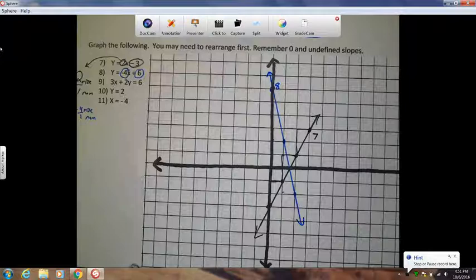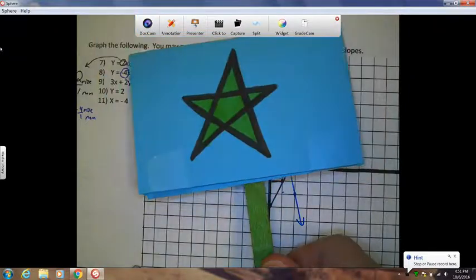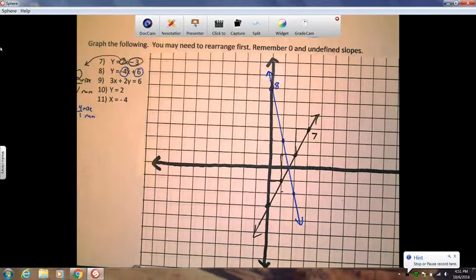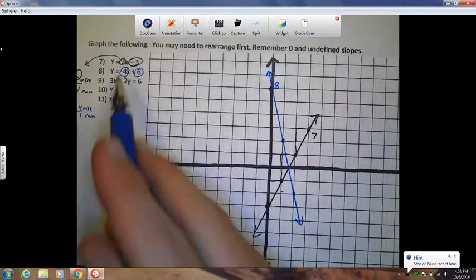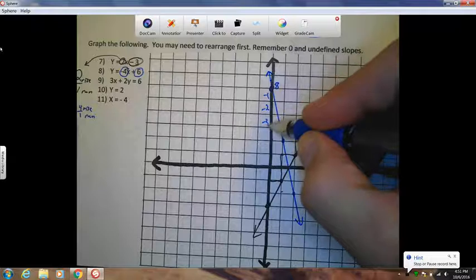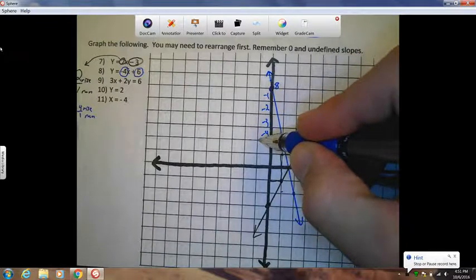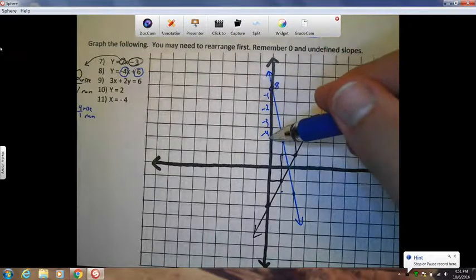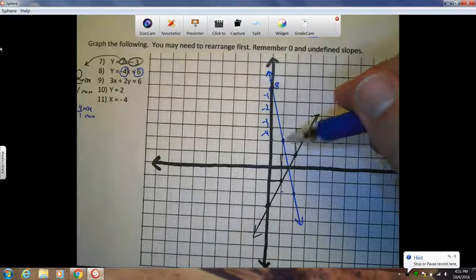Now a common mistake on this is that when people see the -4, they will go down 4 and they'll go to the left. That's completely wrong. That will give you a positive slope. The negative only means I go down. I'm still going to go to the right. It's still a positive 1.